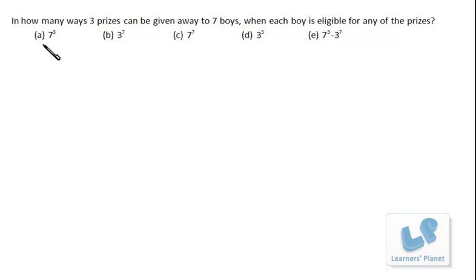Now it's a problem based on permutation combination. In how many ways can 3 prizes be given away to 7 boys when each boy is eligible for any of the prizes? Now there are 7 boys: 1, 2, 3, 4, 5, 6, 7. Now I take the first prize. For the first prize, how many choices do I have? I have 7 choices. I can give it to any one of them.